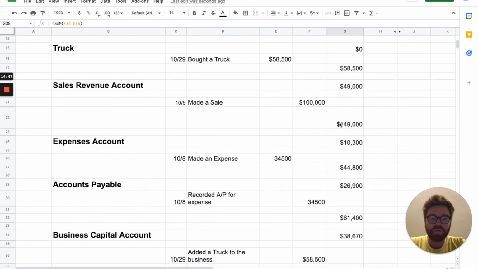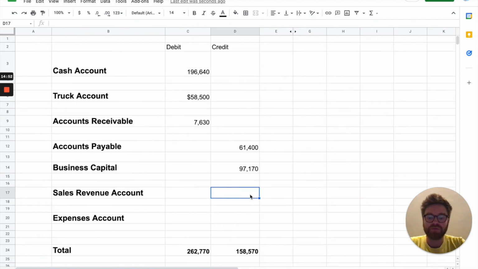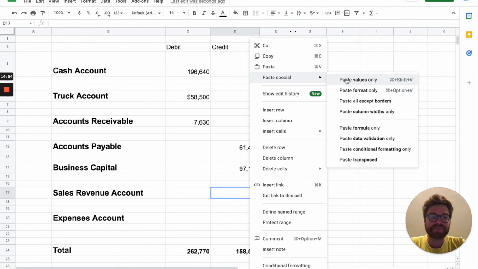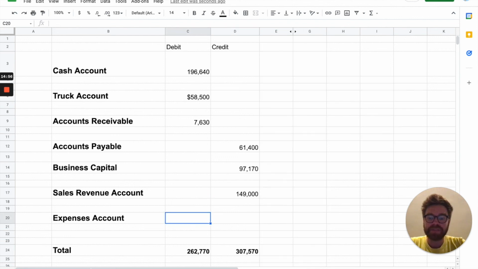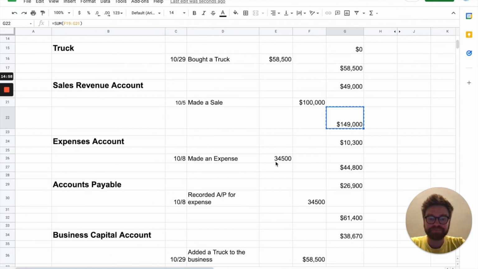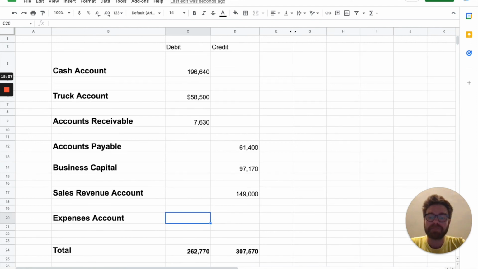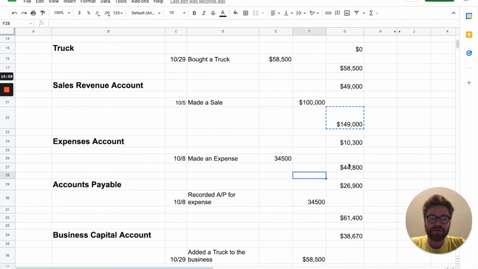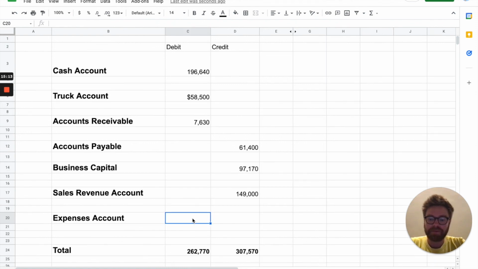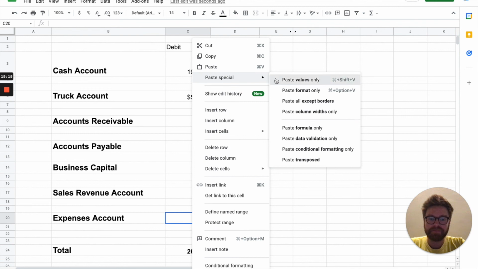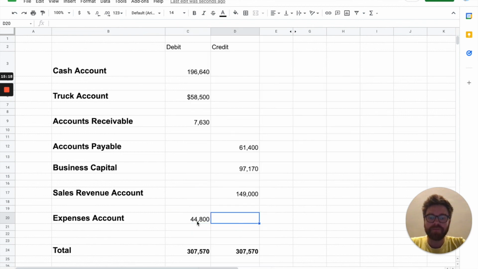Sales revenue. Let's move up here, 149,000. Move that over, and again, that's a credit because that's sales revenue. And then expenses, last number here, 34,500, right? But the balance, make sure it's added up there. 44,800 as we move over. Let's copy that. Here we are. Paste special. And there we go, 44,800.